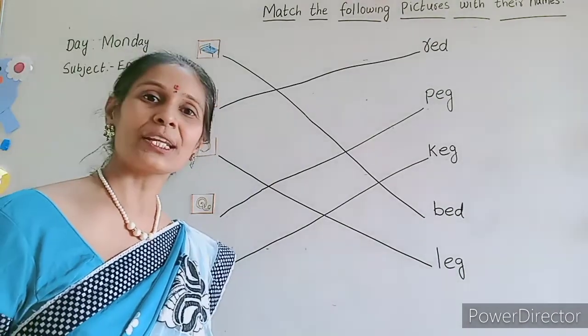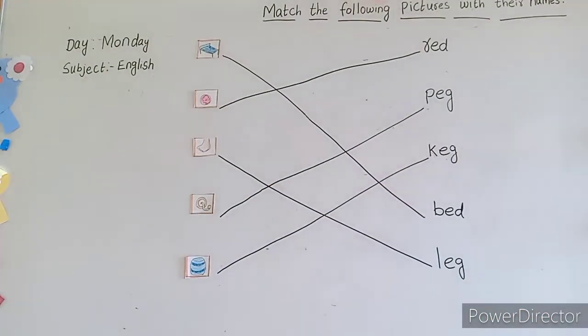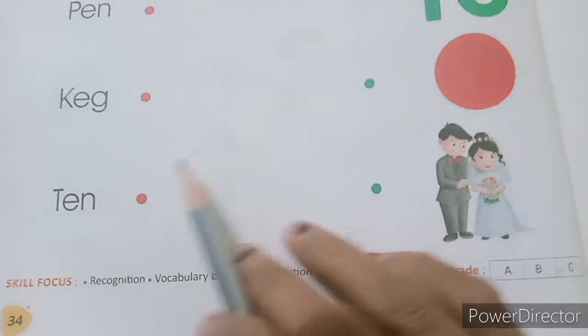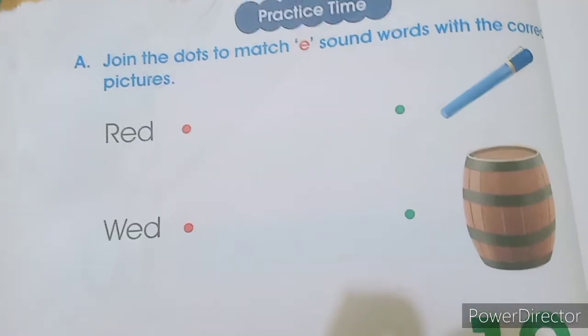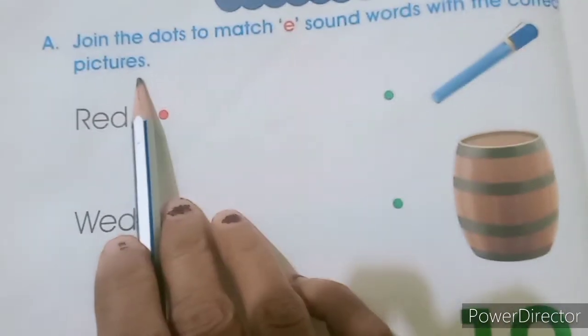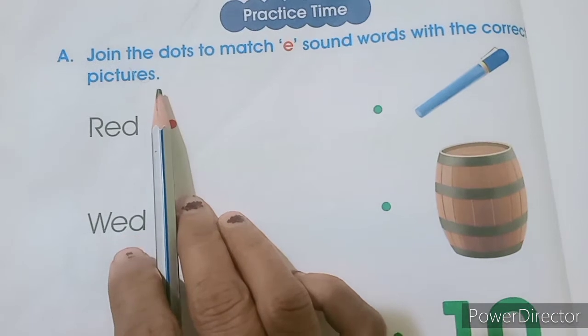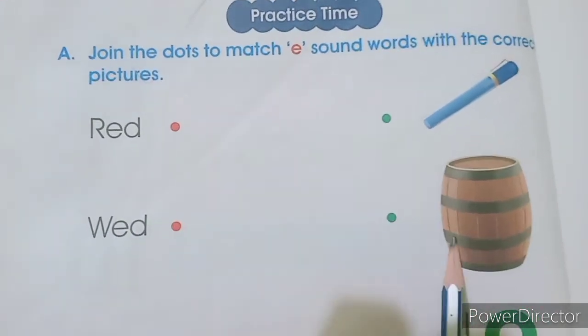Now we will do it in our book also. Okay. Yes, dear kids. Now take out page number 34, beta. Yes. Now what you have to do is join the dots to match E sound words with the correct pictures. Okay. E sound words you have to match with the pictures.